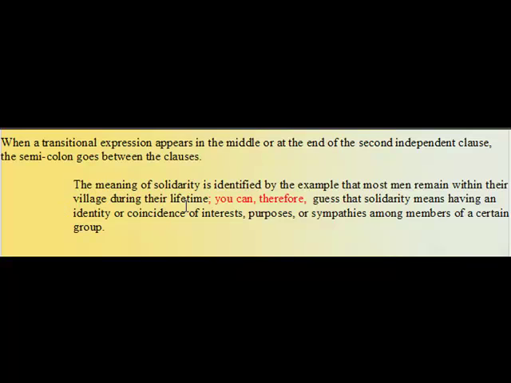Notice the semicolon here joins the two independent clauses together. Now, therefore, we have a comma here and a comma here, and that would be the correct way to do that. So you have the subject and the verb of your second independent clause, and then you have the transition word right there.